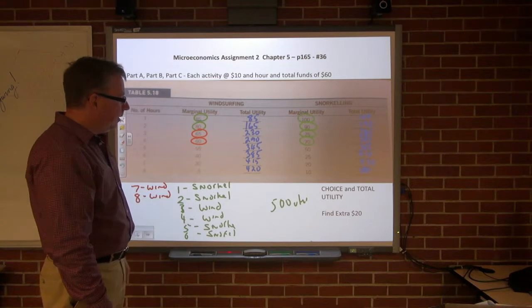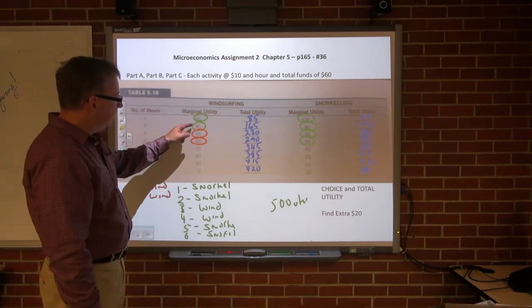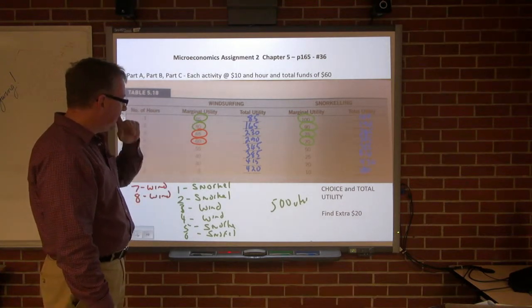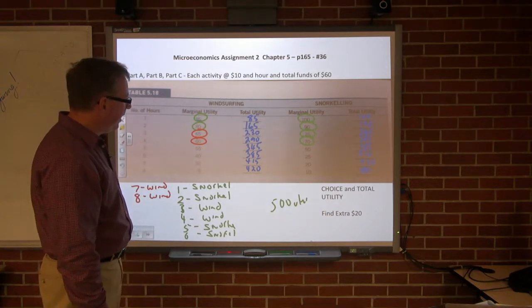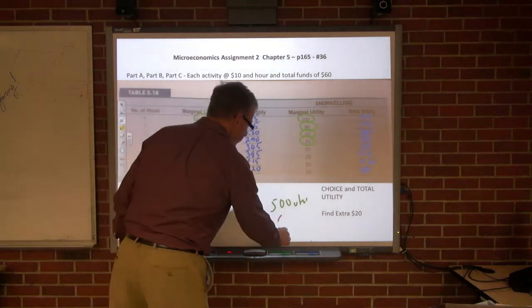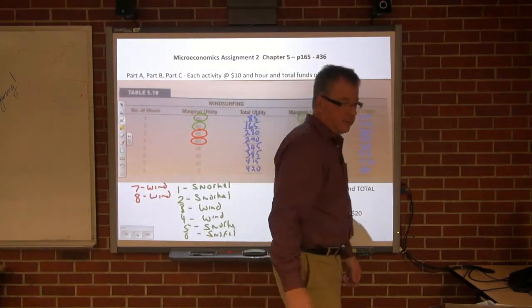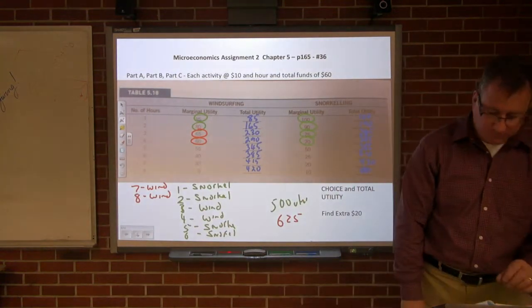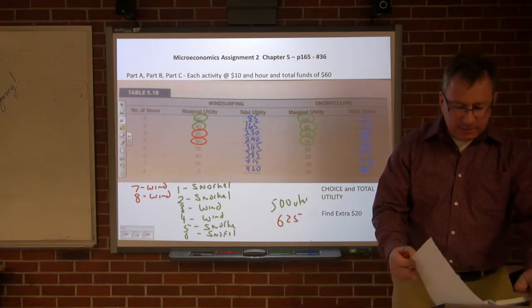We wanted to tally up what we got for our total utility. Our total utility was 500 plus the 65 plus 60, which is 625 units out of that total $80. So that's that question there.